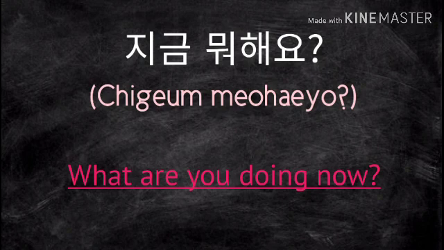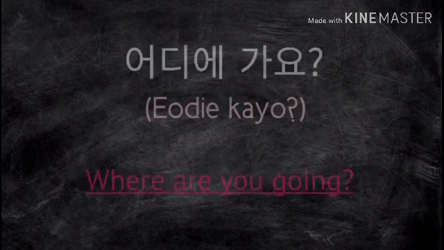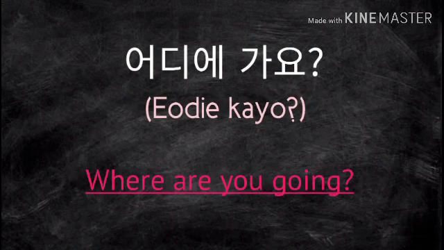지금 뭐해요? This sentence means, what are you doing now? 지금 means now, 뭐 means what, and 해요 means doing. 지금 뭐해요? 어디 가요? It means, where are you going? 어디 means where, and 가요 means going. 어디 가요?